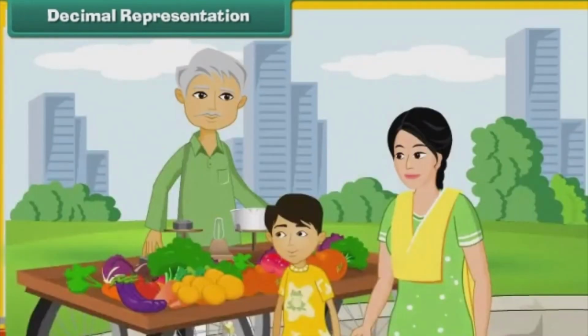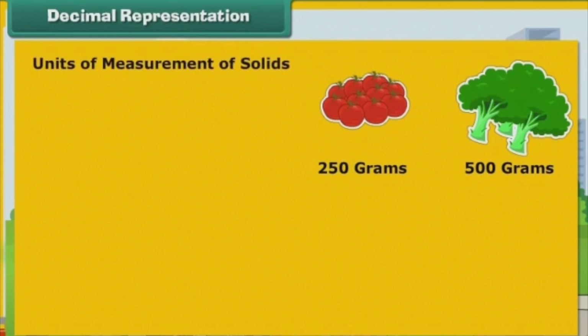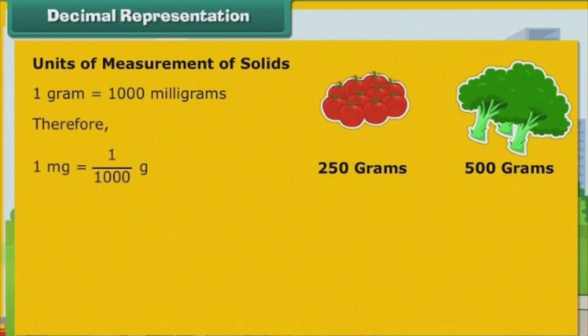Akshay accompanied his mother to the vegetable market. There, he saw his mother buy 250 grams and 500 grams of different vegetables. He wanted to express the quantities purchased as kilograms. To be able to do so, Akshay must first understand the units used to measure quantities of solids. 1 gram is equal to 1000 milligrams. Therefore, 1 mg is equal to 1 by 1000 gram.